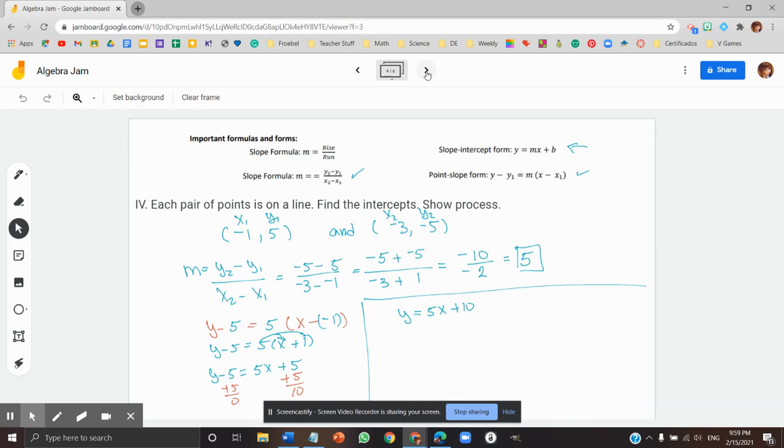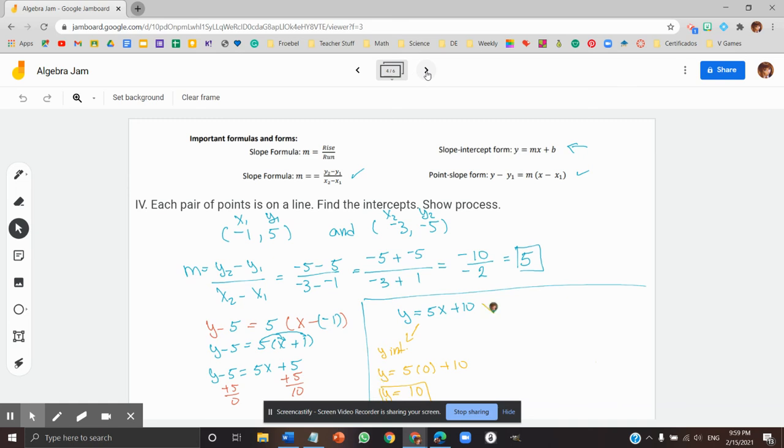And if I see this, I can automatically deduce the intercept of y. It's going to be positive 10, right? But let's do all the process. From here, I can find the y-intercept. And again, for the y-intercept, I'm just going to make that x 0. So y is going to be 5 times 0, which is 0. 0 plus 10 is 10. You see where it came from.